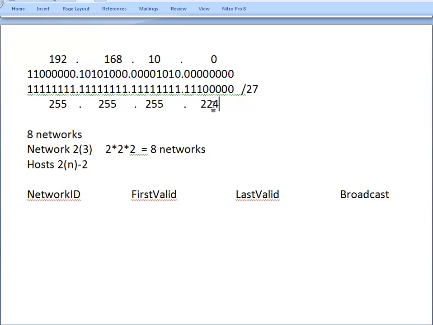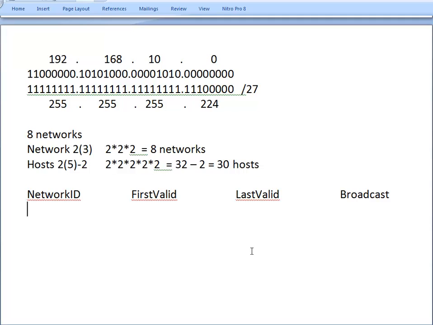How many hosts are we going to have for this network? We have 5 zeros left, so we change this n to 5. So the formula becomes 2 times 2 times 2 times 2 times 2, 5 times. 2 times 2 is 4, times 2 is 8, times 2 is 16, times 2 is 32. So this will give us 32 minus 2. Each network will give us 30 hosts. Excellent.